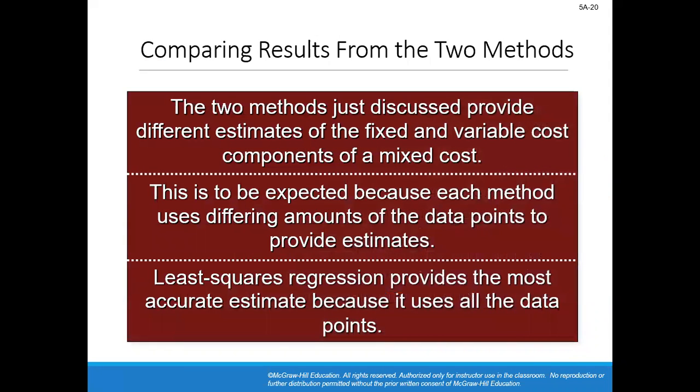We can compare the results from the two approaches, and we see that there are differing amounts. If you ask which one is more accurate, the answer is the least square regression is more accurate, and we need to use that.